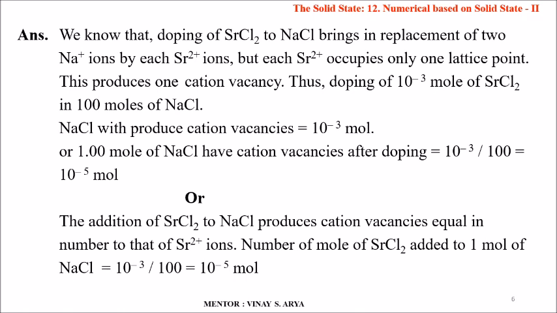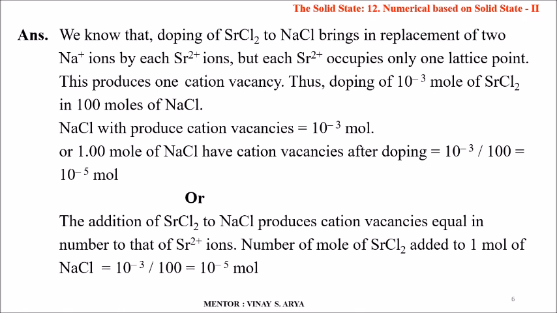Thus, doping of 10 to the power minus 3 moles of strontium chloride, SrCl2, in 100 moles of NaCl will give NaCl with vacancies of 10 to the power minus 3 moles. So 1 mole of NaCl having cation vacancy after doping will be 10 to the power minus 3 upon 100. So that is 10 to the power minus 3 upon 10 to the power 2. When we take 10 to the power 2 from the denominator to the numerator, it becomes 10 to the power minus 2. So 10 to the power minus 3 and 10 to the power minus 2 becomes 10 to the power minus 5 moles. Or the other way is there.